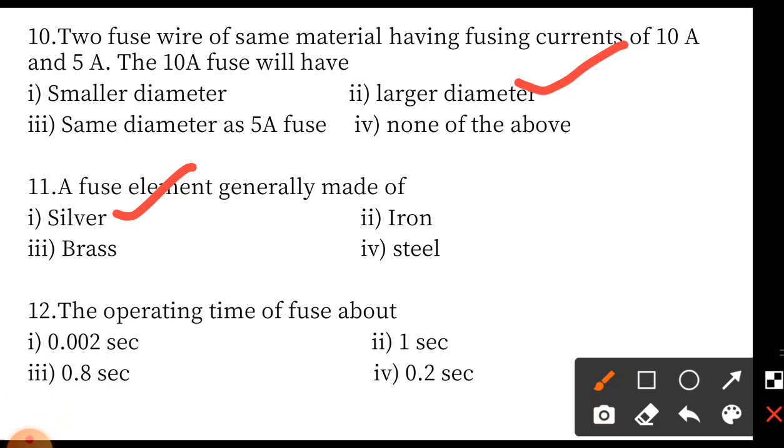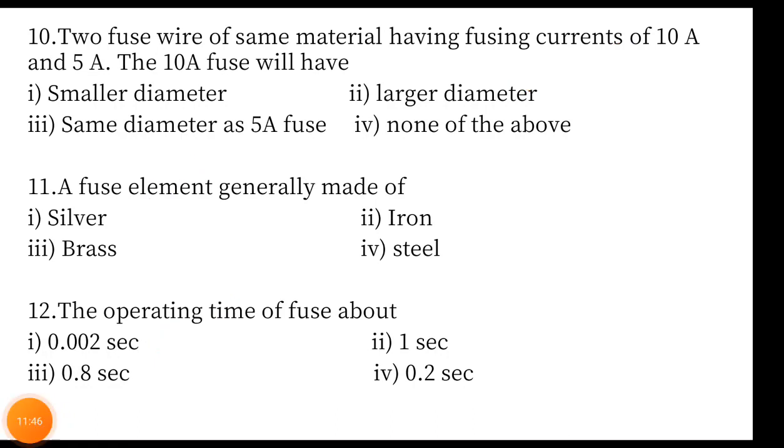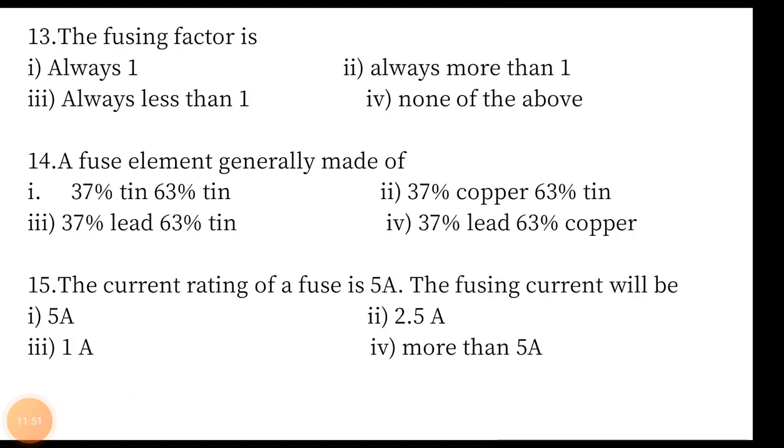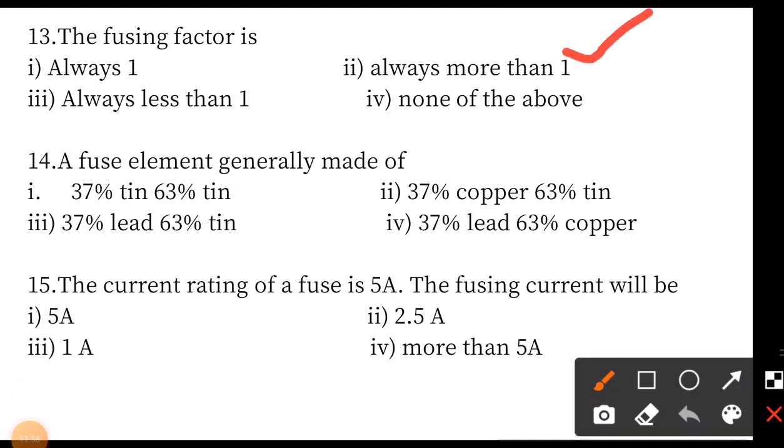Then the operating time of fuse is about 0.002 second. That is, arcing time is 0.001 second and pre-arcing time is 0.001 second. So the total operating time is 0.002 second. Then the fusing factor is always greater than 1, always more than 1. And a fuse element is generally made up of 63% tin and 37% lead.